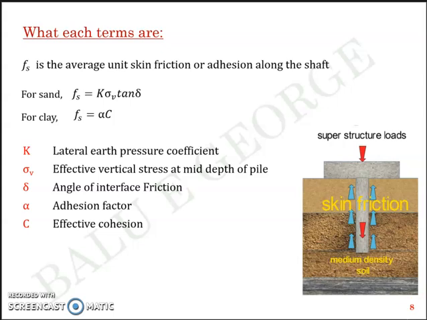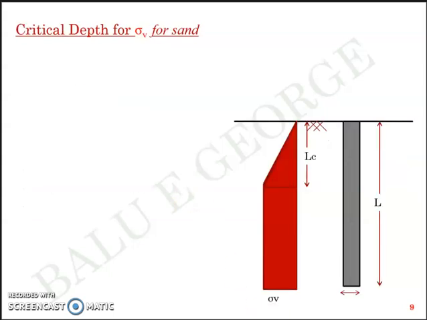Now, when you discuss the K sigma V tan delta term, you can see that fs is proportional to sigma V from this equation, which means it linearly increases, or when sigma V increases, fs increases. But sigma V, by definition, is effective vertical stress at mid-depth of the pile. So this equation signals that as a pile is installed deeper, you'll have huge values of fs. But that is not the case actually.